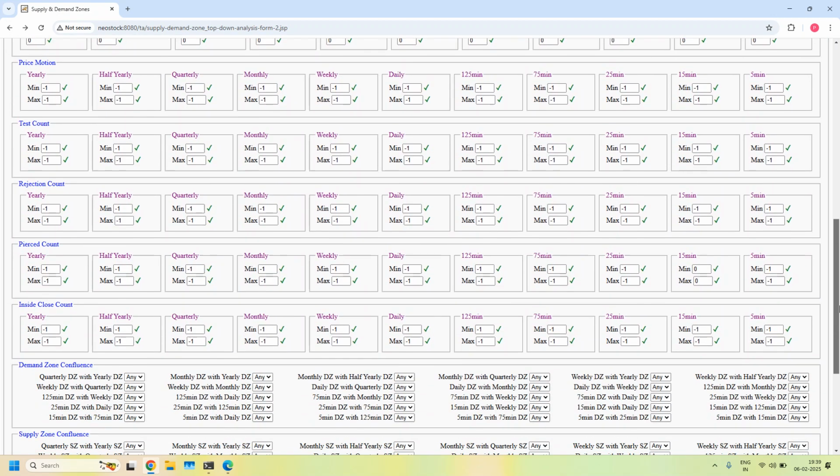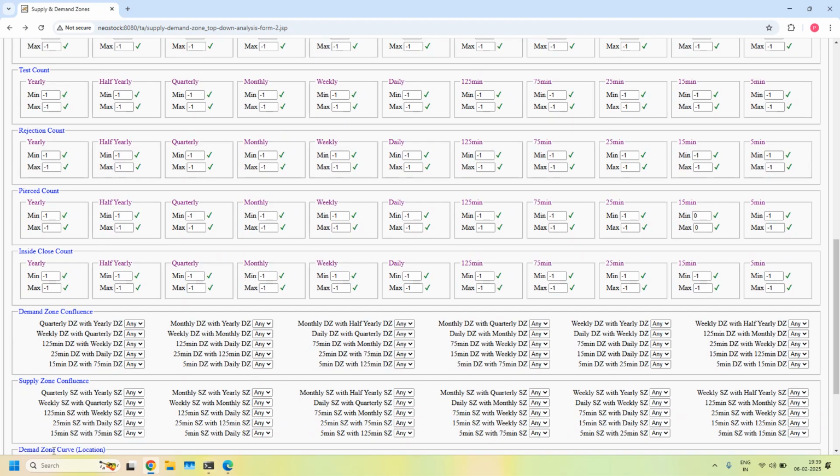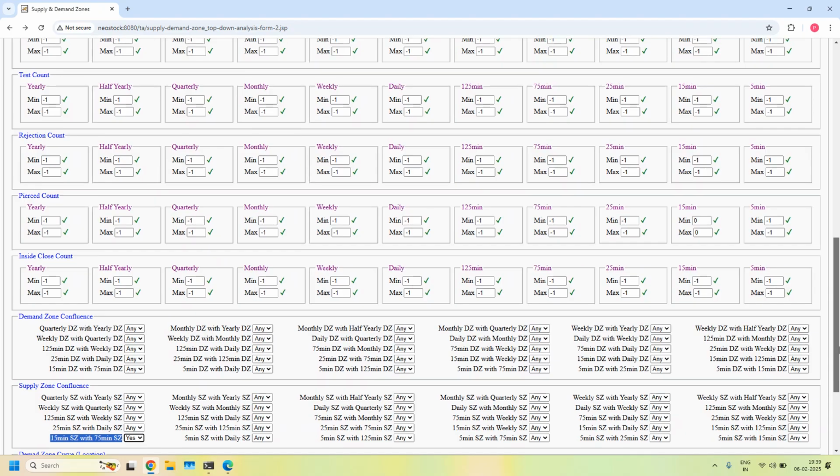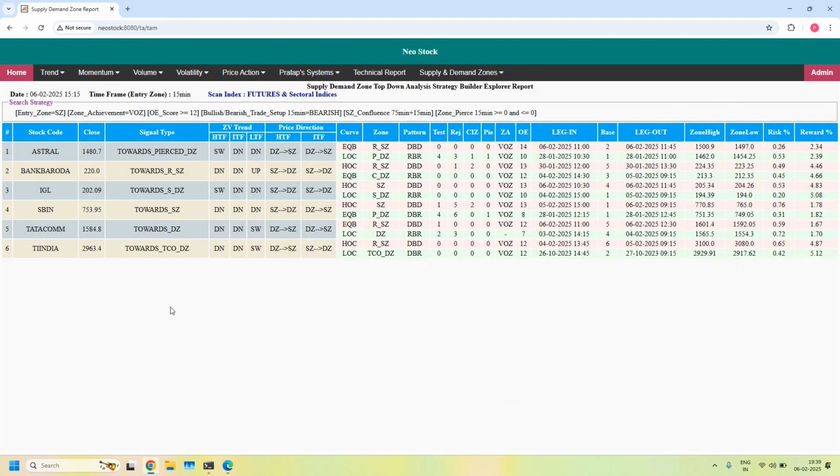So in the supply zone confluence, I am setting the filter 15 minute supply zone with 75 minute supply zone confluence. With this filter, out of the 10 stocks, we got 6 stocks. In these 6 stocks, these 15 minute supply zones are overlapped with the 75 minute supply zone. And the 75 minutes trend, ITF trend, is down in all these stocks. If the 75 minute supply zone is having daily EMA confluence, then those 15 minute supply zones are even more high probability trade setup supported zones. Let us identify.